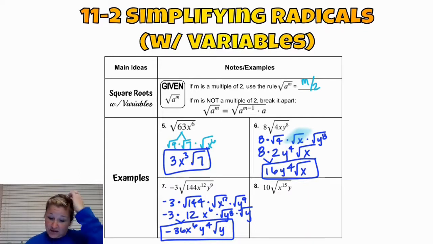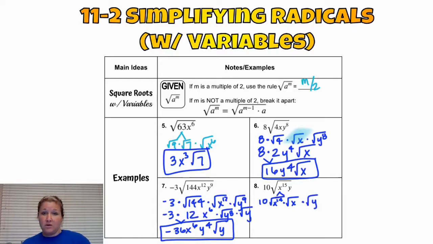So now I have 10, and I don't have a coefficient underneath, so that's going to make it a little bit easier. And I have x to the 15th times y. So remember that exponent there is just going to be 1. So I have 10. I'm going to go ahead and rewrite this as x to the 14th times the square root of x, and then times the square root of y. So here I'm going to divide my exponent by 2, so that gives me 7. So 10x to the 7th square root x y.